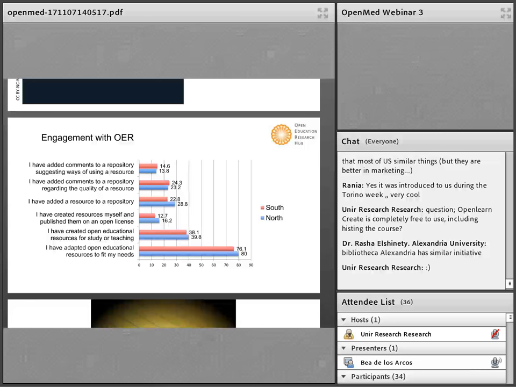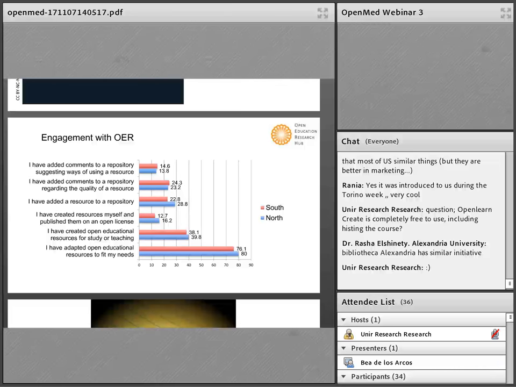If we start from the bottom, we asked them, "I have adapted open educational resources to fit my needs," and see how it's a very small difference, 76% and 80%. Very much the same. Even closer differences for "I have created open educational resources for study and teaching." Have you created resources and published them with an open license? The percentages are not huge; there isn't a huge number of people creating materials and sharing them online with a CC license. It doesn't matter if you're in the south or in the north. The percentages go low for both groups. If you're in the north, maybe you share a little bit more, but the differences are not huge.